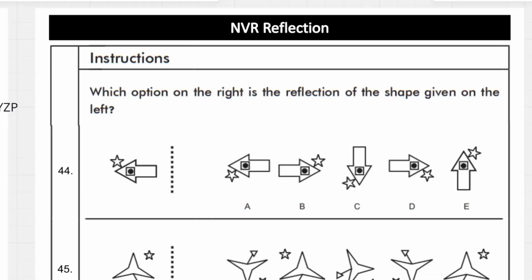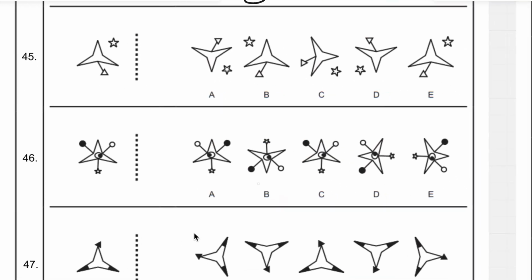For 44, we have to do reflections. The shape is going to go this way with a star on the outer edge, so it's going to be B. Question 45, it's gonna go here with the triangle, and it's gonna go star closest to the reflection line, so it's gonna be B again. 46, we have white on the inside. Cross these out, star on the bottom has to be A.